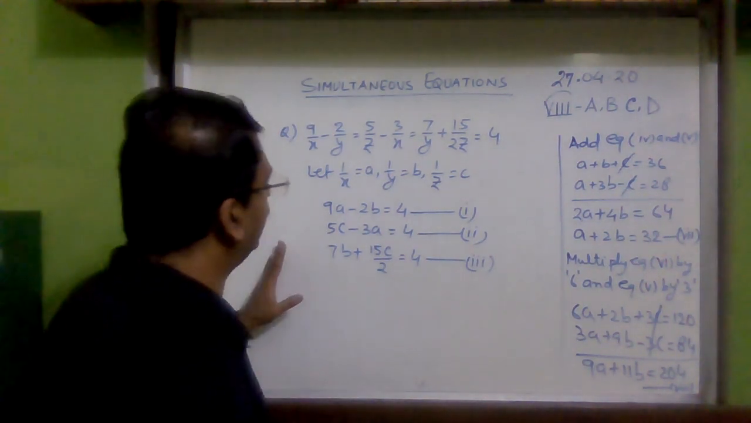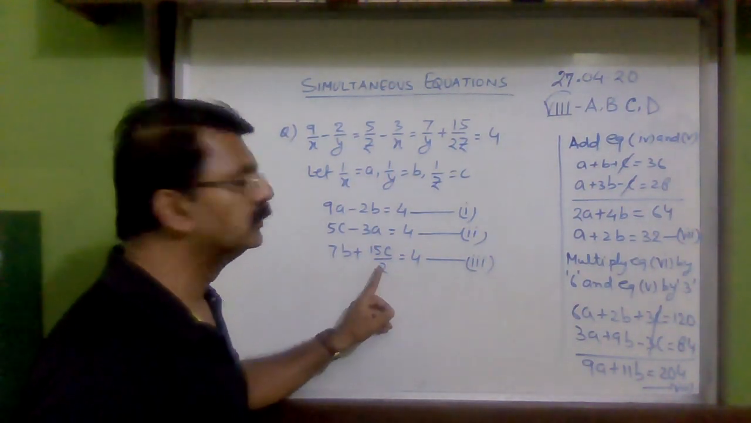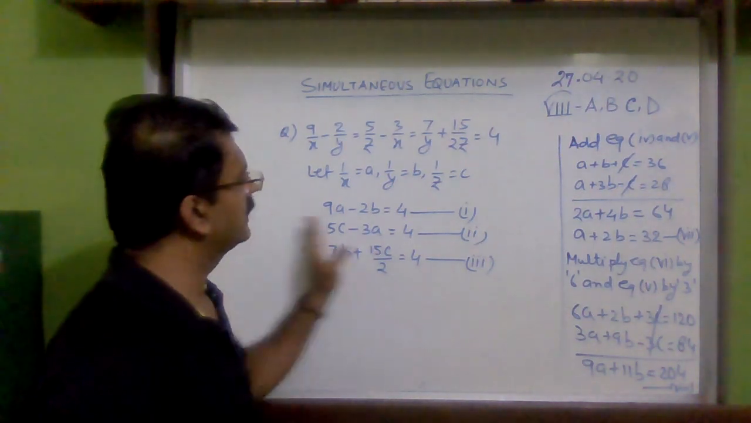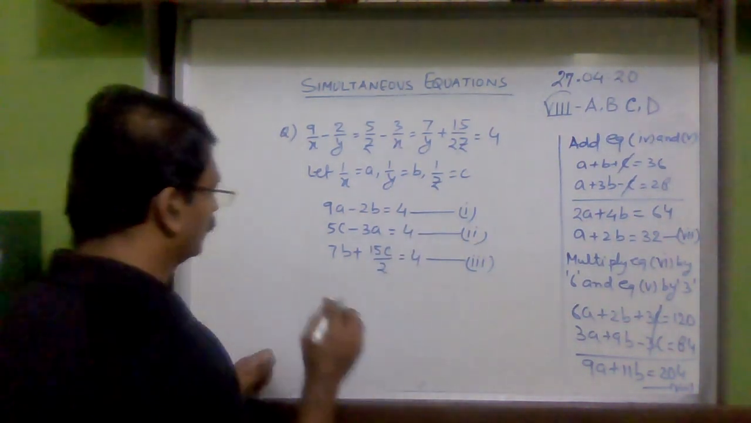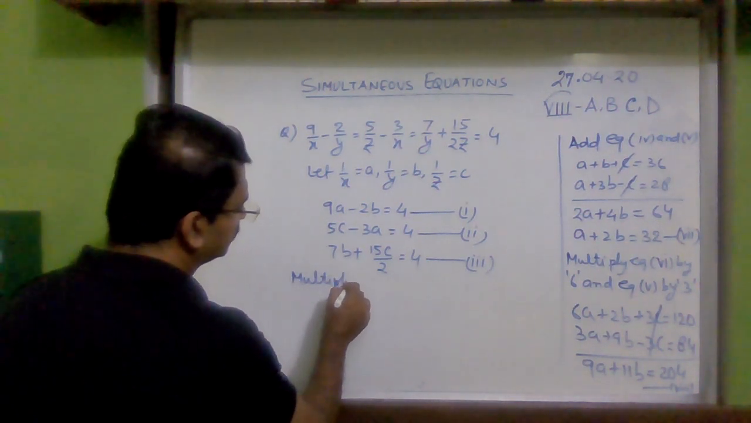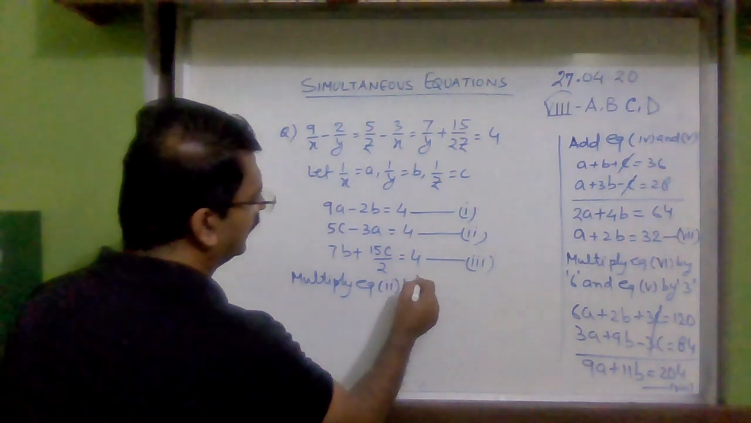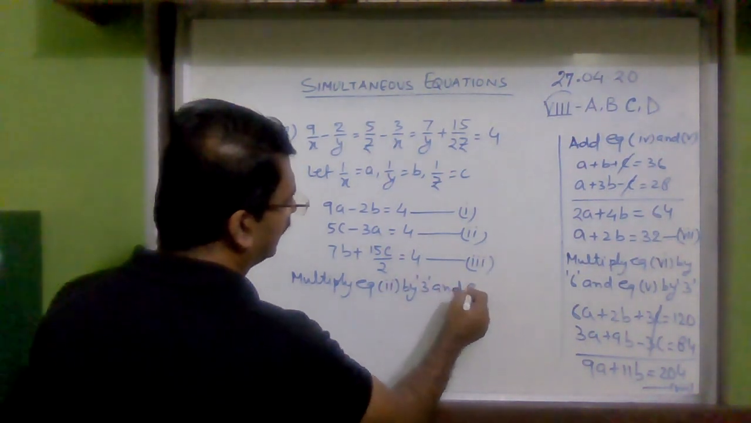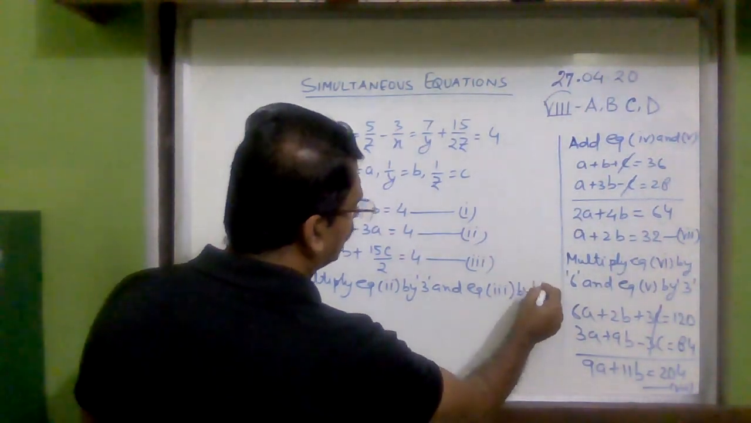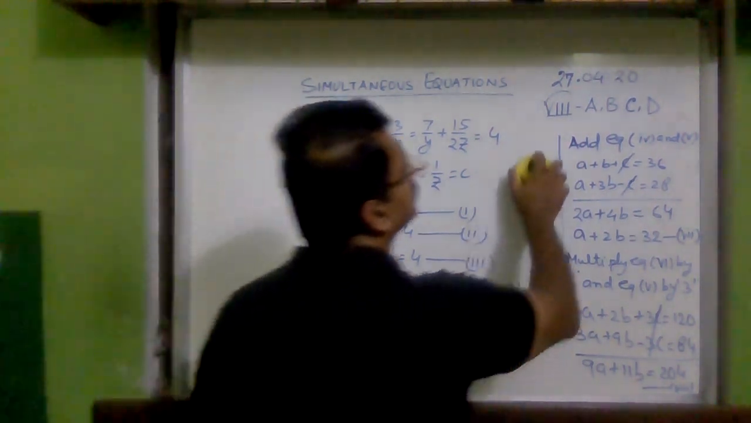To remove the fractions, if you multiply equation 3 by 2, this becomes 15c, and here it is 5c, so you multiply equation 2 by 3. So what we do is multiply equation 2 by 3 and equation 3 by 2.